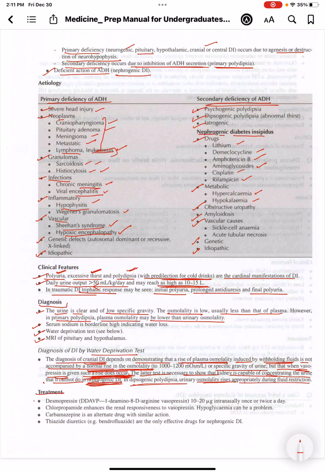What is the treatment? We will give desmopressin, 10 to 20 microgram intranasally once or twice a day. Desmopressin is an analog of vasopressin or ADH. We can give chlorpropamide, which enhances the renal responsiveness to vasopressin, and hypoglycemia can be a problem with chlorpropamide. Carbamazepine is an alternate drug with similar action, and we can also give thiazide diuretics, which are only effective for nephrogenic diabetes insipidus.